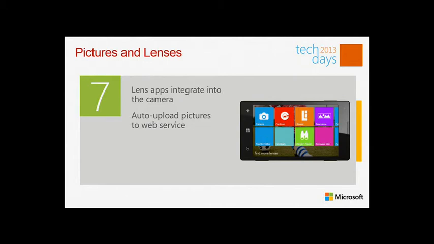They would go to the camera and then say, oh, yeah, let me do, I don't know, tilt shift, or let me make it black and white, or whatever. And so you can do that directly as a lens. And then also we've added the capability to auto-upload pictures to a web service, whatever web service that might be.